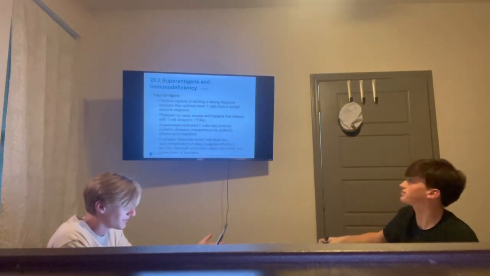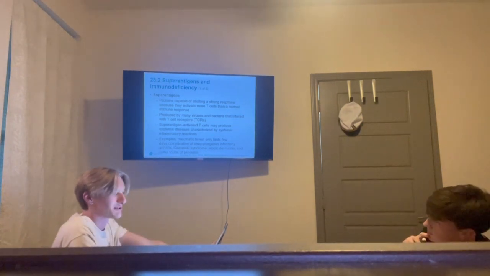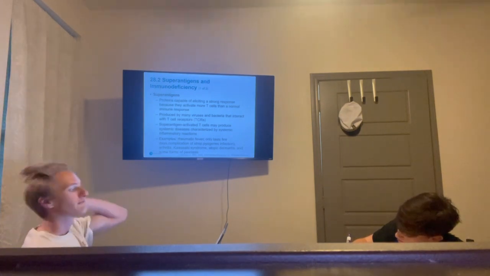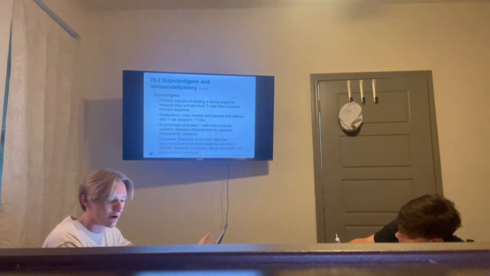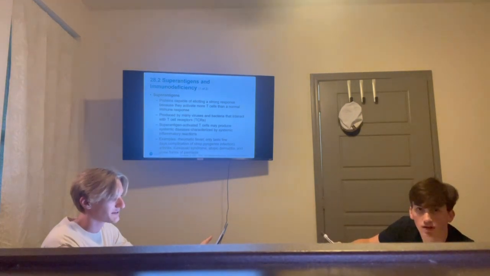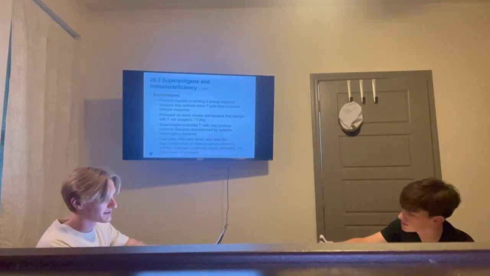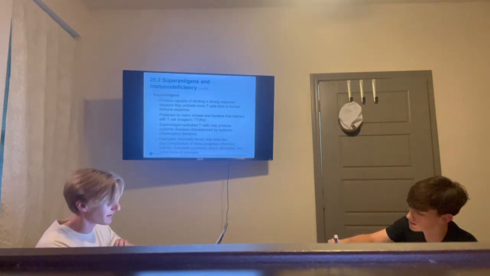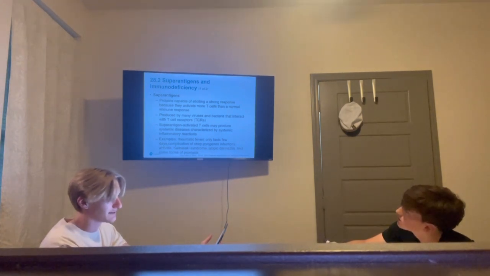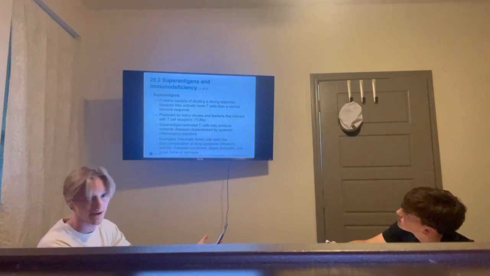Now, going on, we have section 2.8, which talks more about superantigens and immunodeficiencies. First off, we're starting with superantigens, which are proteins capable of eliciting a strong response because they activate more T cells than a normal immune response. They're produced by many viruses and bacteria that interact with T cell receptors, TCRs. Superantigen-activated T cells may produce systemic diseases characterized by systemic inflammatory reactions.